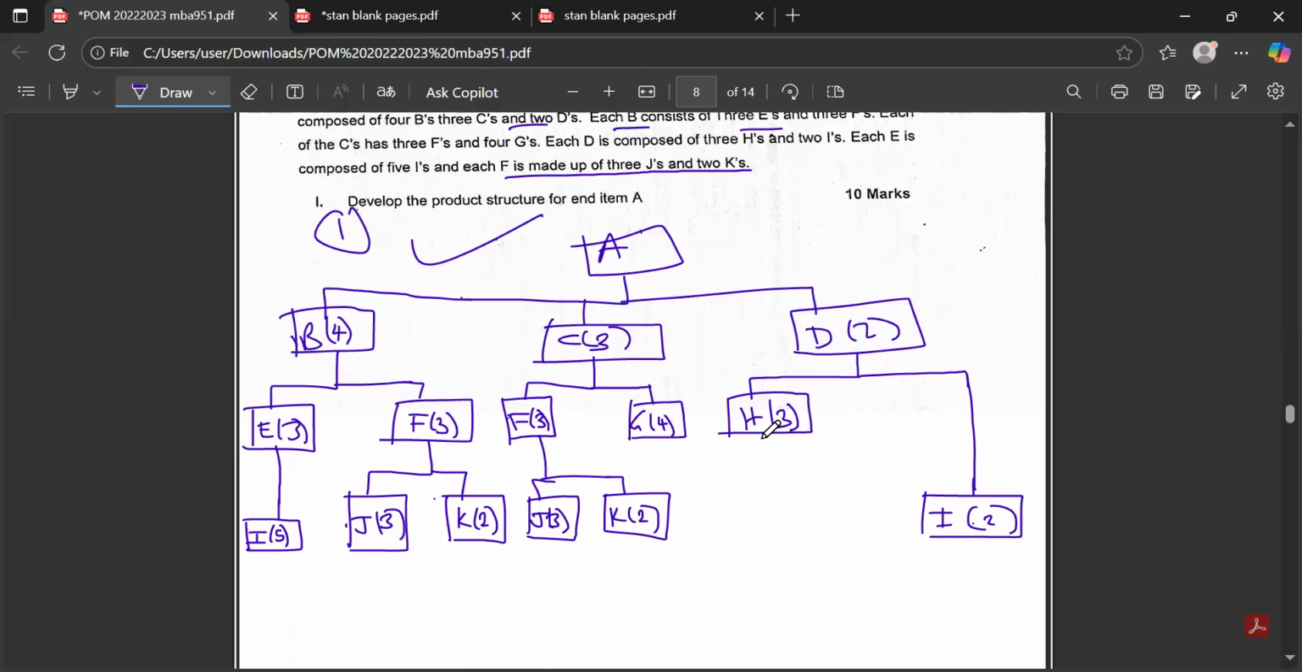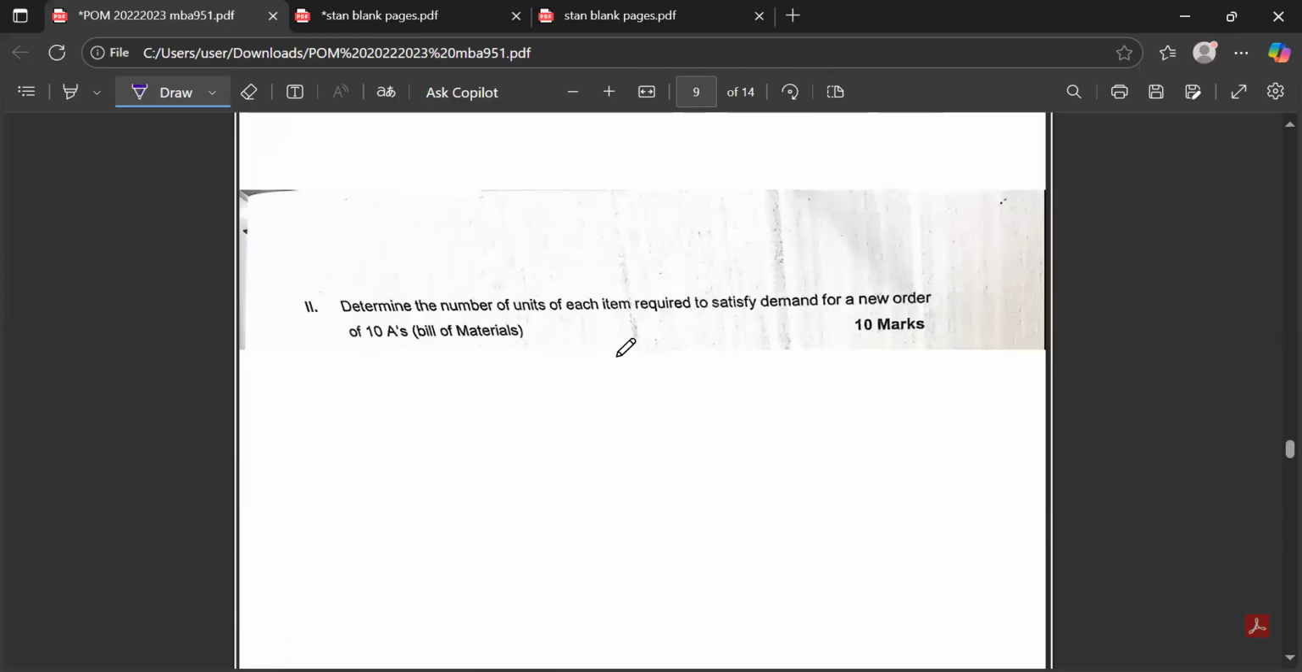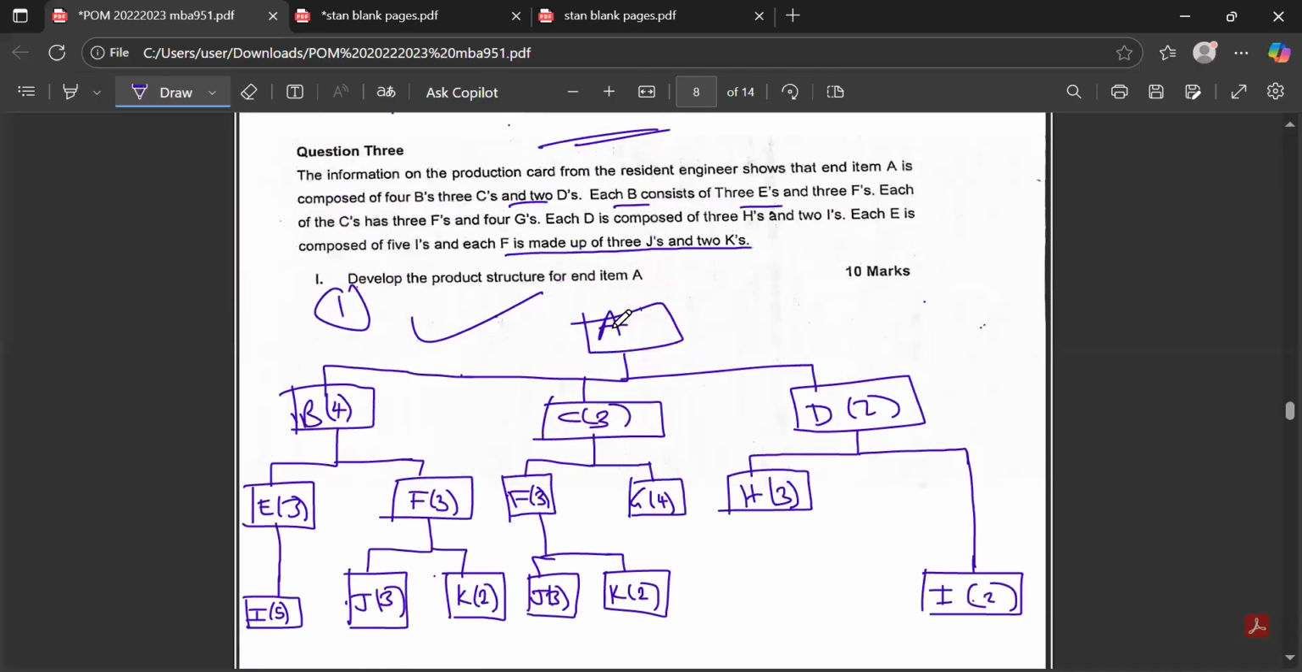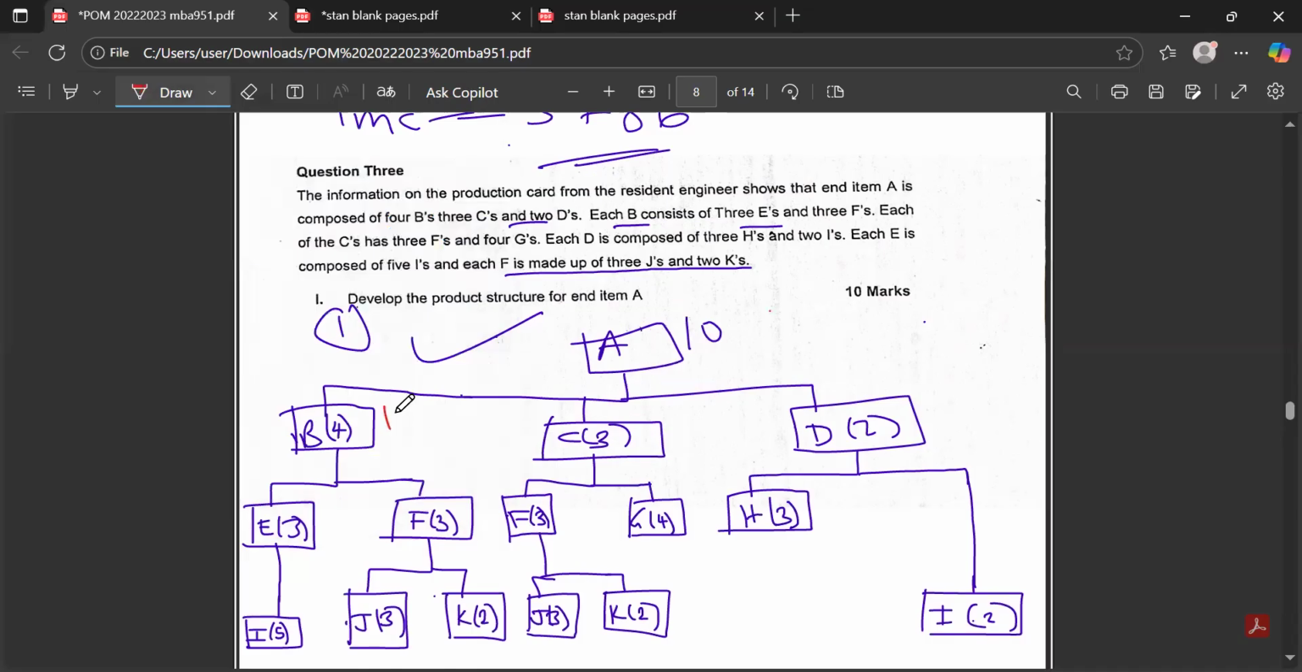All right, so we have to now go to the second question. Determine the number of units of each item required to satisfy demand for a new product for 10. For A is 10 here. So since A is 10, we need to start multiplying. This one will be 10 by 4, 10 by 3, 10 by 2.